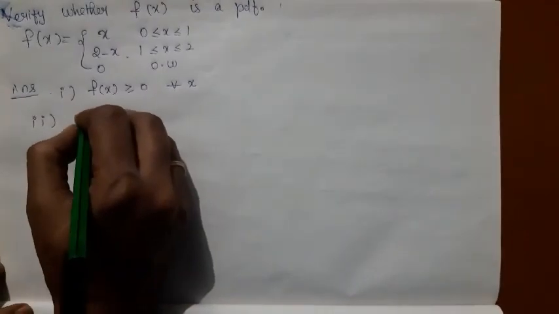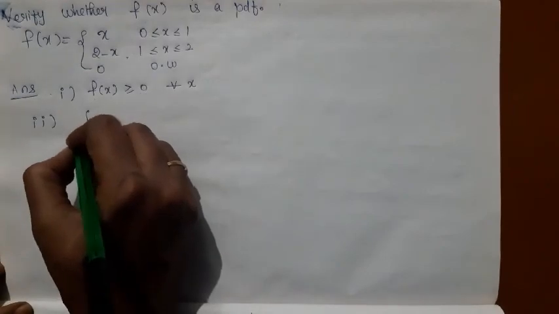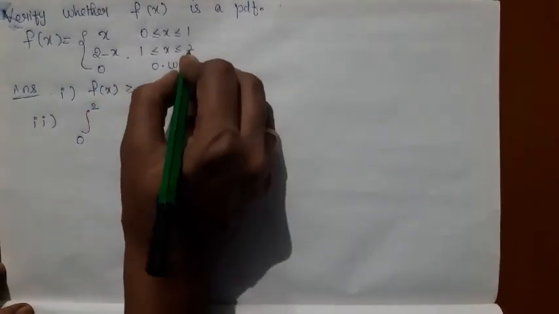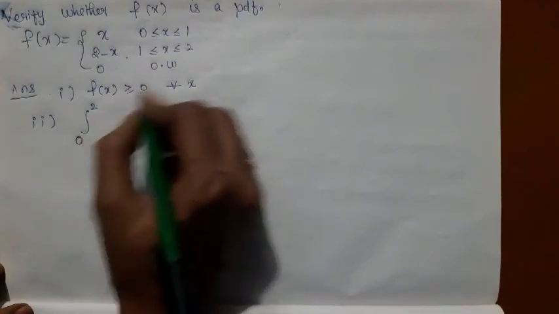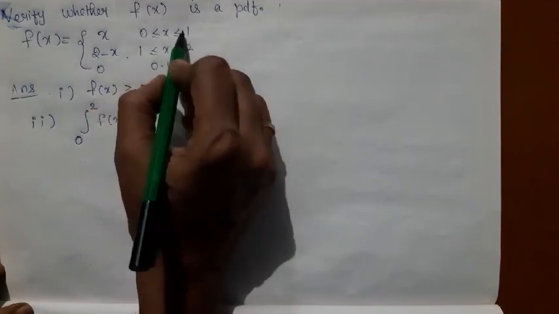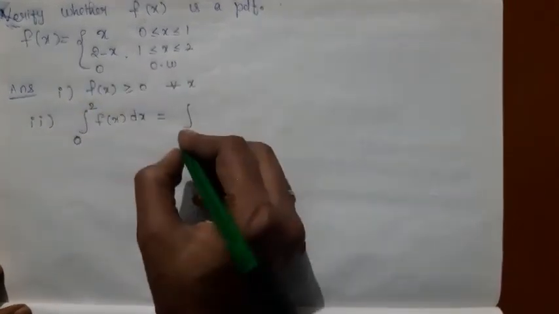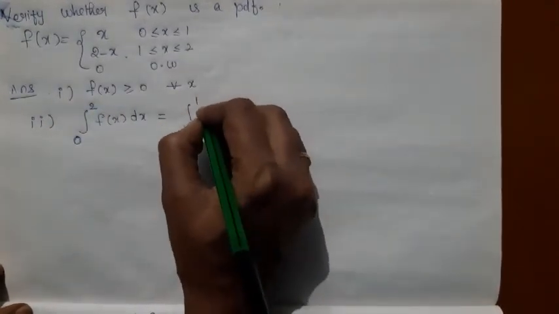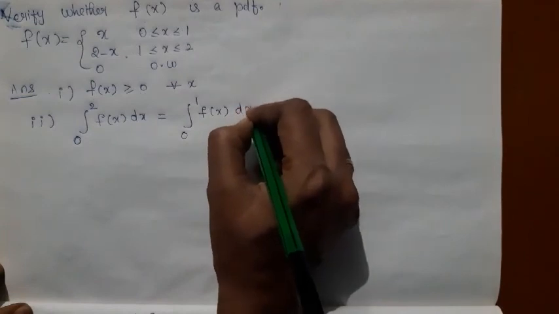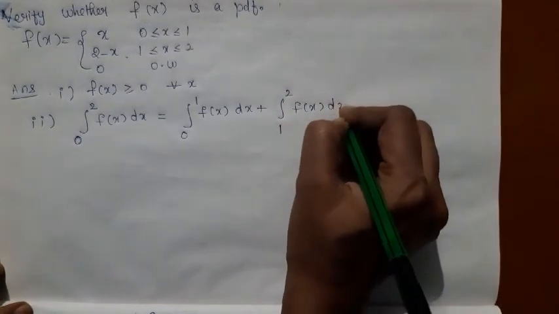And the second condition is you should integrate f of x over the entire range. The lower limit of the problem is 0. The upper limit of the problem is 2, right? Over this range, you should integrate. If you want to integrate over this range, you can observe from 0 to 1, the function assumes a different value. From 1 to 2, it assumes a different value. So, you should split the integral into integral 0 to 1 f of x dx plus integral 1 to 2 f of x dx, right?